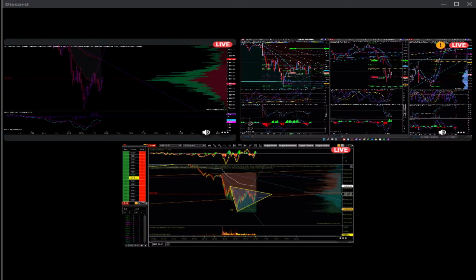I got in at the head and scaled 2/3 of my size out on the way to the neckline, and then it came back and stopped me. And I got back in after that doji for the right shoulder. I got stopped in the head, but I got a bunch of the shoulder. And I've scaled out 1/3 of my size so far on this one.